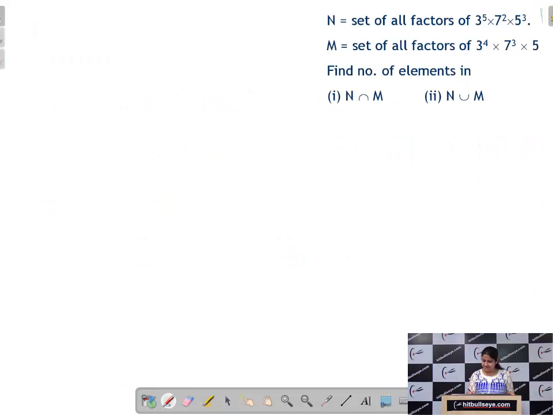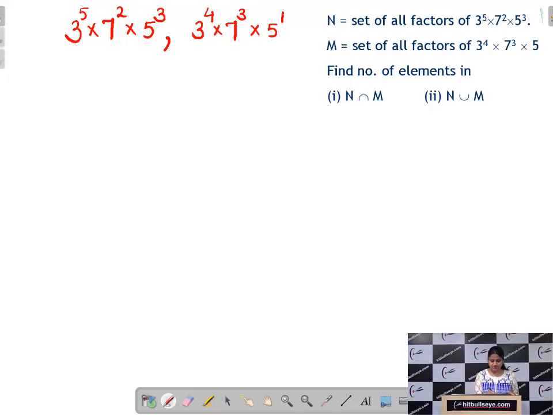So let us start. See, N is the set of all factors of 3 raised to power 5 into 7 square into 5 cube. So what is my first number? This is 3 raised to power 5 into 7 square into 5 cube. What is the second number? This is 3 raised to power 4 into 7 cube into 5 raised to power 1. The very first part, we want to find the number of elements in N intersection M. Now we can take this number 3 raised to power 4 into 7 square into 5 raised to power 1.